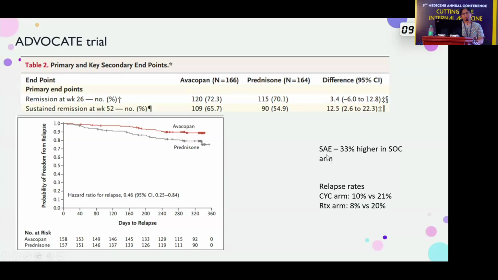Now, what about the side effects? The side effects were 53% higher in the standard of care arm as compared to the avacopan arm. That was because quite a lot of these patients required repeated increases in the dose of steroids, and the cumulative dose of steroid was higher in patients in the placebo arm as compared to avacopan.